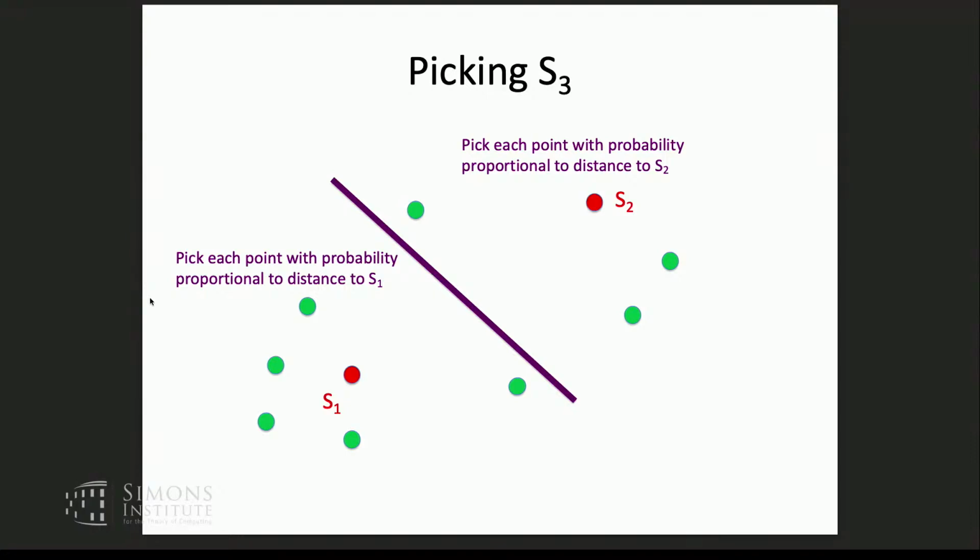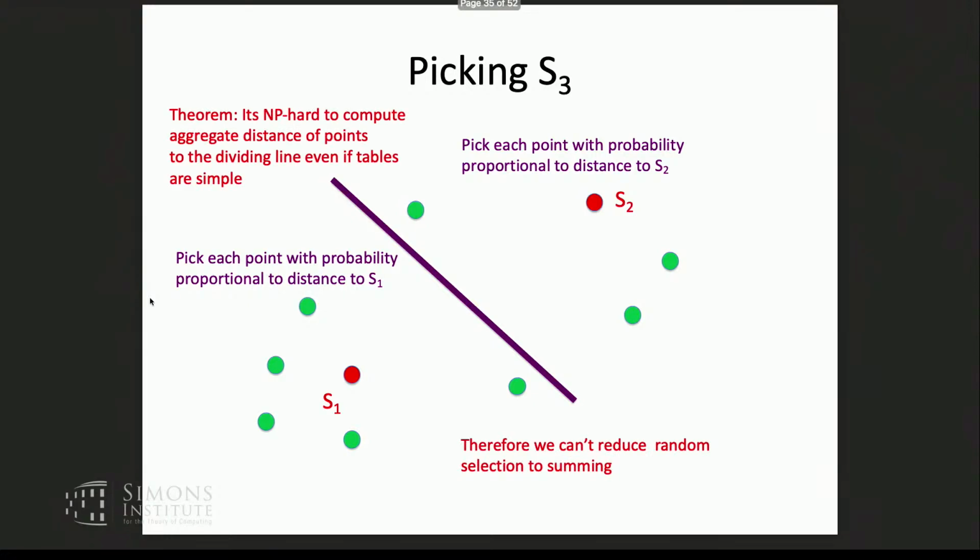So now, how did we do this? For the last example, we sort of reduced this to summing up these distances. Now, it turns out that this is NP hard. We can construct simple instances where if I can compute the aggregate distances to the line from these points, that would give you an algorithm for your favorite NP hard problem. So therefore, we can't do the trick that we did last time of reducing random generation to summing. That's not going to work.